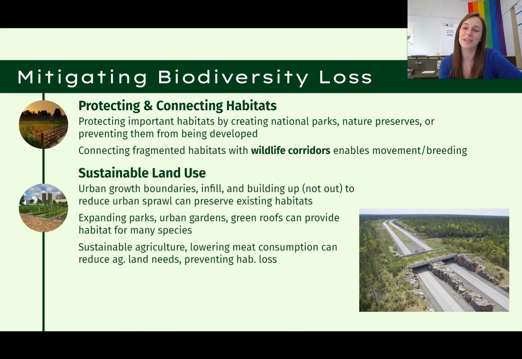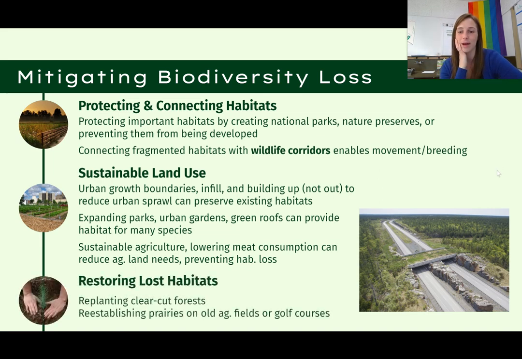We can also use sustainable land use, like urban growth boundaries or building up instead of out to reduce our urban sprawl and preserve existing habitats. We can also expand our parks, urban gardens, and green roofs, and we can provide habitat for many species. We can also have more sustainable agriculture. We can lower our meat consumption so that we don't need as many CAFOs and things like that. That's going to reduce the agricultural land that we need, and it's going to prevent further habitat loss. So even the choices that you are making with the food that you eat can help with mitigating biodiversity loss.